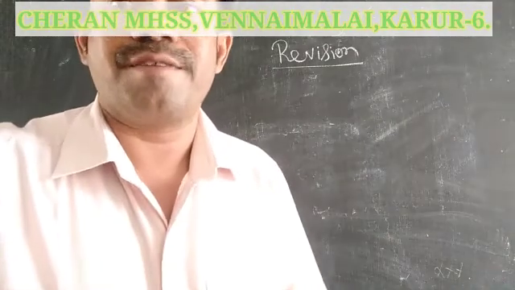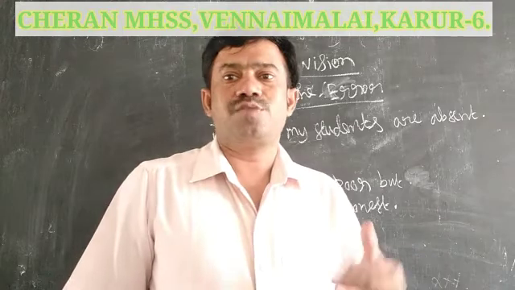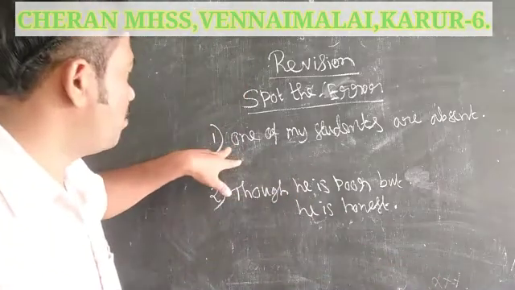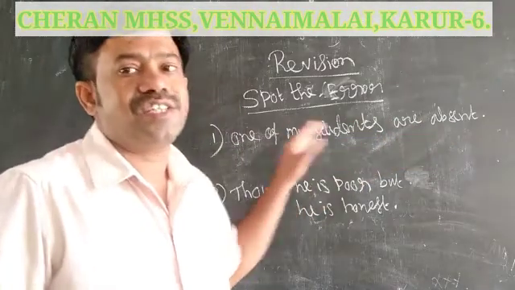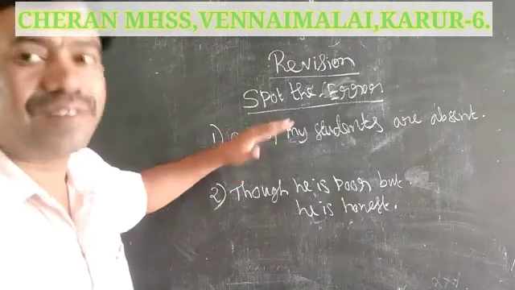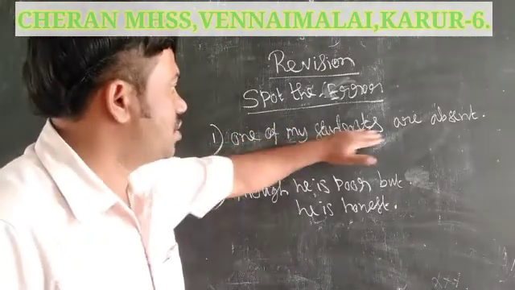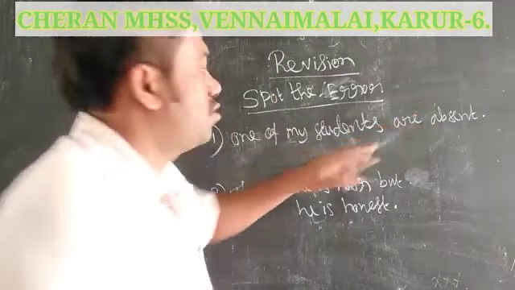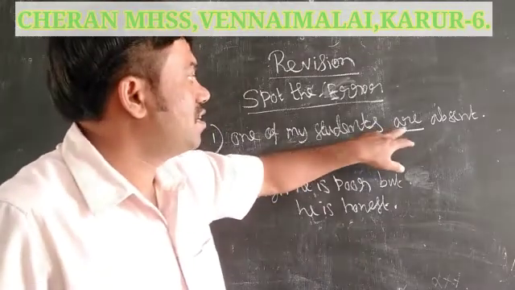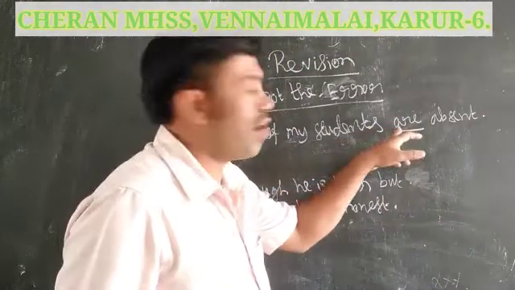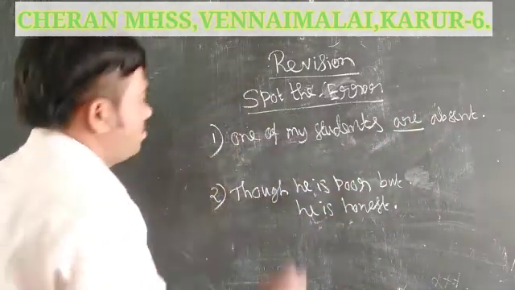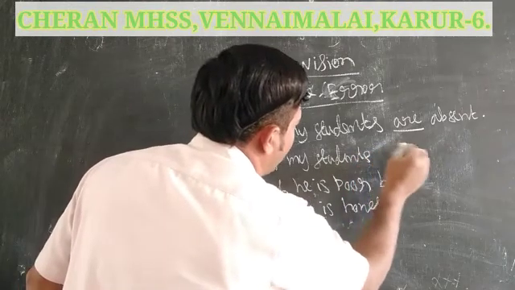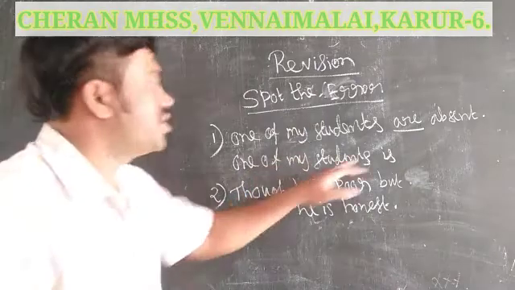Next we have spot the error. In spot the error, 5 questions will be asked. You have to write all the 5 questions. For example, a sentence may be given like: one of my students are absent. How will you find out the error first? What's the error here? One of my students, this is right. Then the subject here is one, so the verb should be is. The error here is the word are, so you have to point it out first, spot it, then rectify it and write: one of my students is absent.